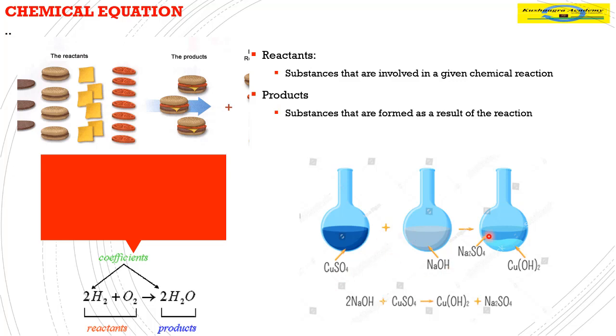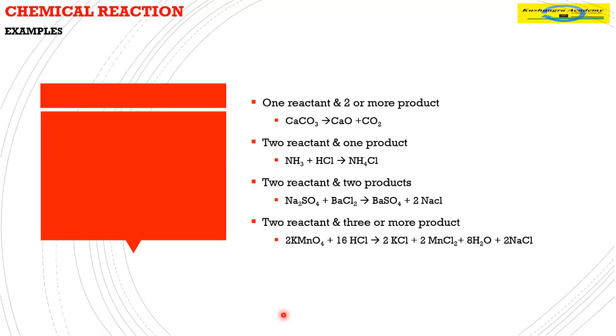When they combine together, they form 2 products, sodium sulfate and copper hydroxide. This sodium sulfate and copper hydroxide are called the products. Why? Because these are the resultants of the reaction. Now, the chemical reactions may be of various types.